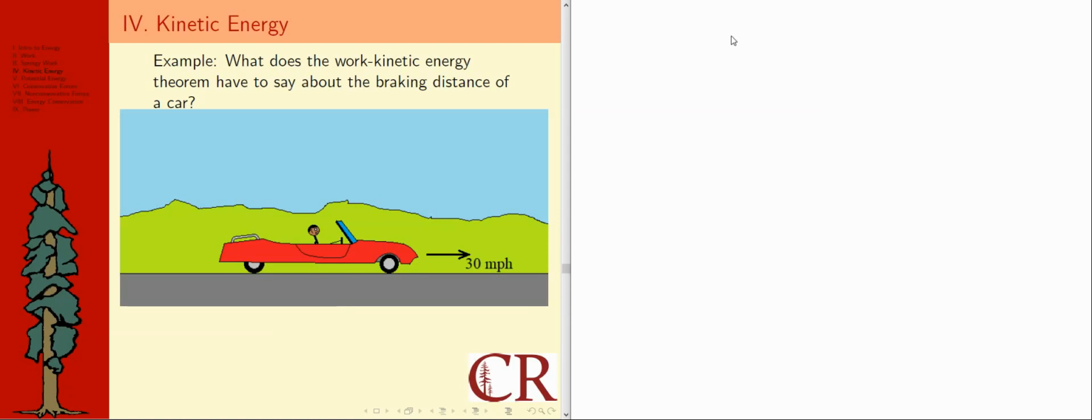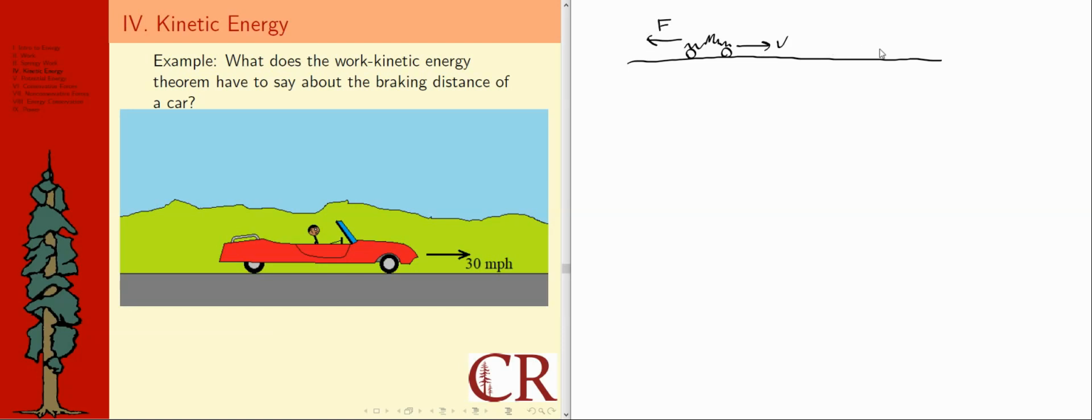What does the work kinetic energy theorem have to say about the braking distance of a car? The way I'm going to analyze this is, let me redraw another picture of the car here. Here's a car, and pretend that that's a halfway decent car, starting with some velocity v, but there's a braking force applied to it. Maybe I'll just put the force in this picture. Usually I do free body diagrams, but I'm going to break the rules here and just put the force in right there to recognize that that's negative work being done.